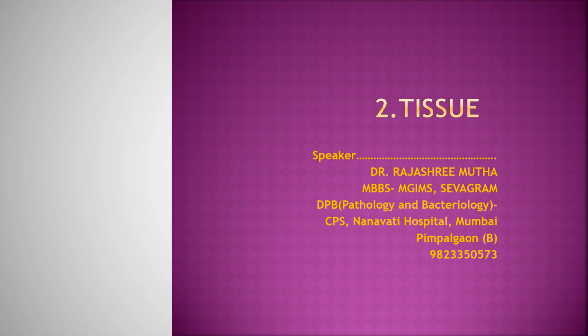Now today we will see about tissue. So what is tissue? It is an aggregation of cells to perform a single function. There are a total of 4 types.